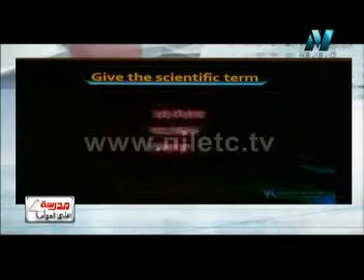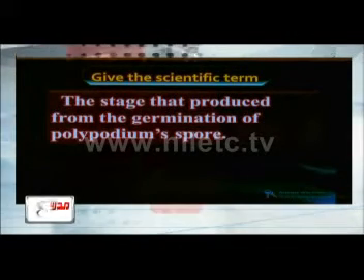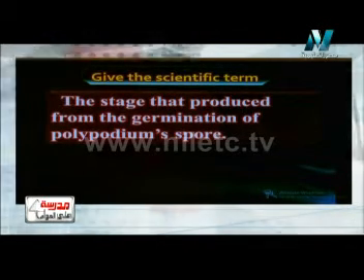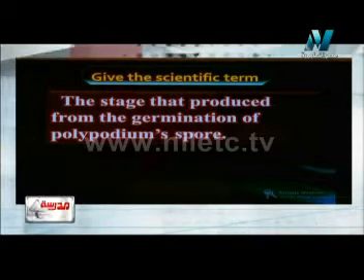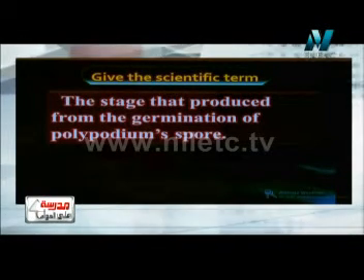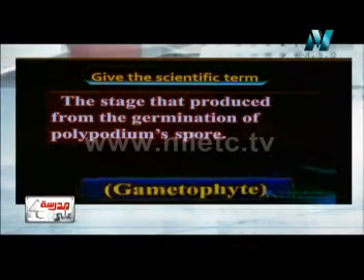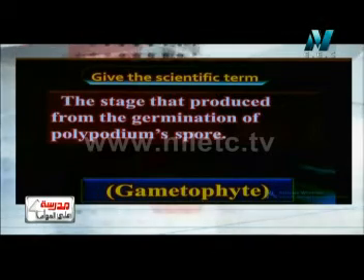The next question. The stage that is produced from the germination of the polypodium spore. The polypodium spore is haploid. It is produced as a result of meiosis division. But the germination of the spore in mud soil will form the gametophyte. The gametophyte is the haploid green heart-shaped plant containing the antheridia, which act as the male organs responsible for the formation of the ciliated sperms, and also containing the archegonia, which is responsible for the formation of the female gamete, which is called the egg cell.